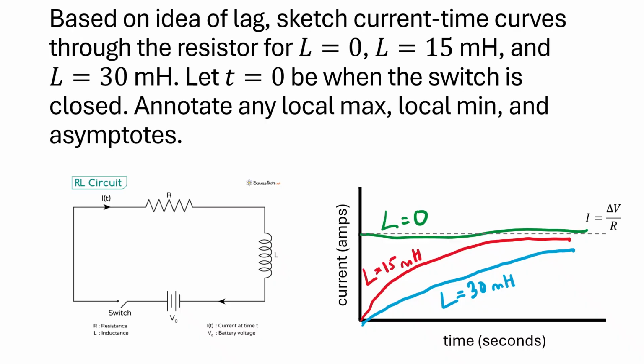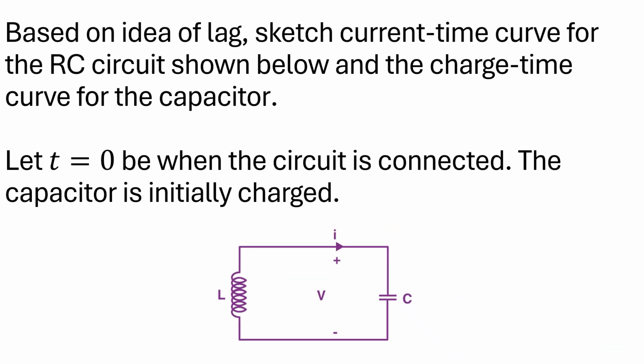I next want to look at a circuit that has an inductor, a capacitor, and that's it. There's no battery, there's no switch. All we've done at t equals 0 is we've connected this circuit with a fully charged capacitor. So again, based on the idea of lag, we're going to sketch current time curve for this circuit, but we're also going to sketch a graph of charge time for the capacitor.